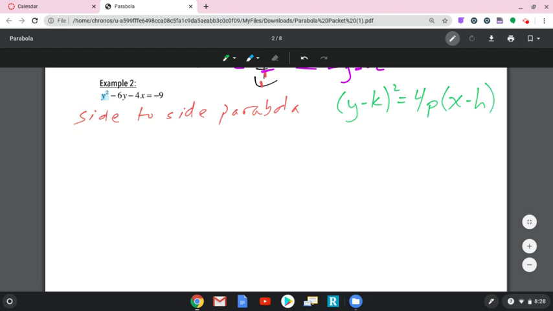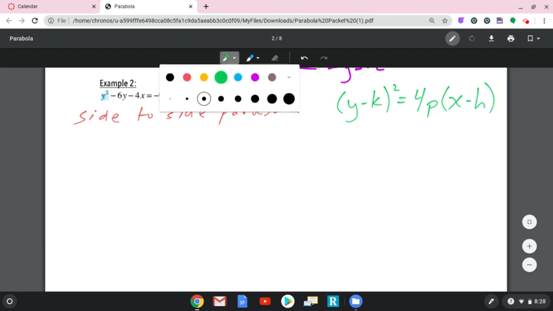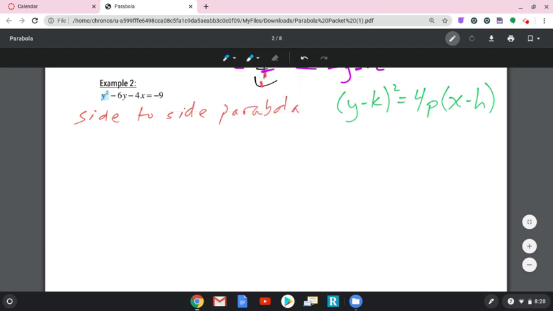All right. So I want to make it look like a side-to-side parabola. So if I take a look at this, I'm going to take that y squared. I'm going to leave that negative 6. I'm actually going to add 9 to the other side. And then I'm going to leave that negative 4x here. The reason I added 9 to the other side is because I knew that 4 and the 9 didn't have a common factor, but I also noticed that by adding 9 to the other side, I got a perfect square trinomial over here, which is our goal.